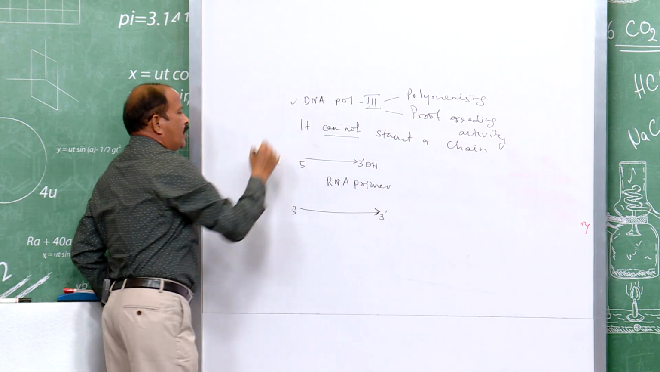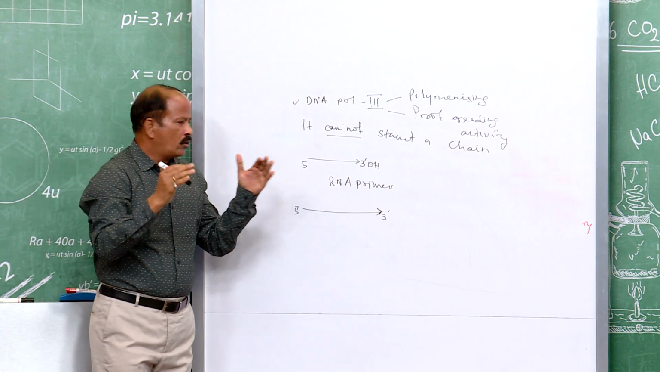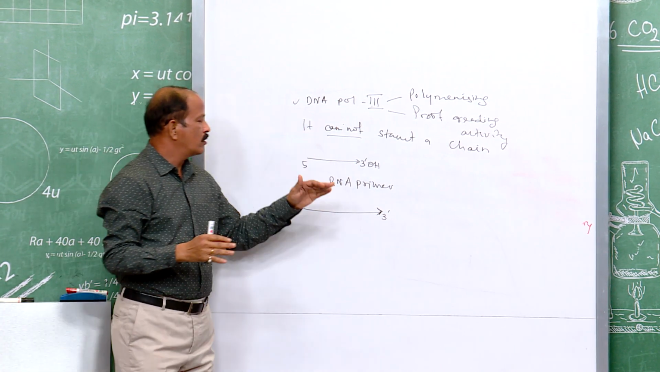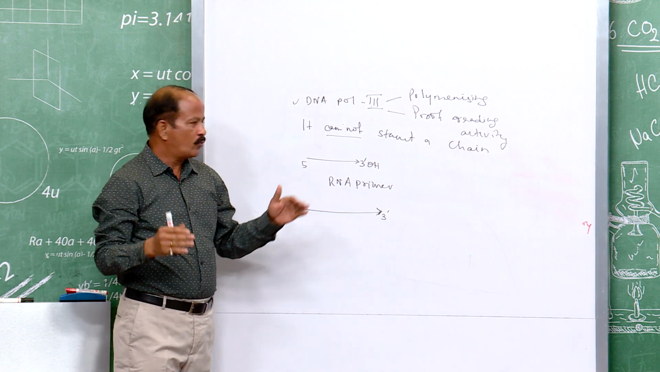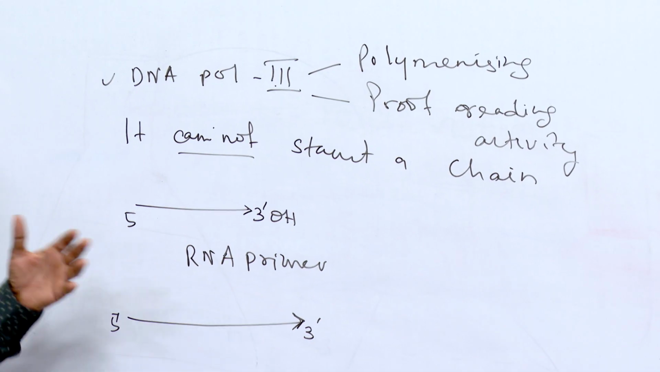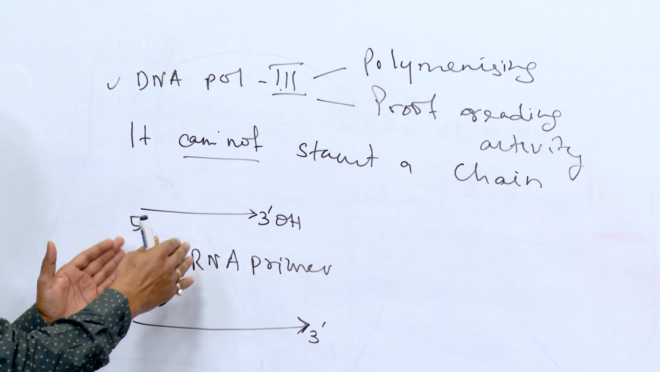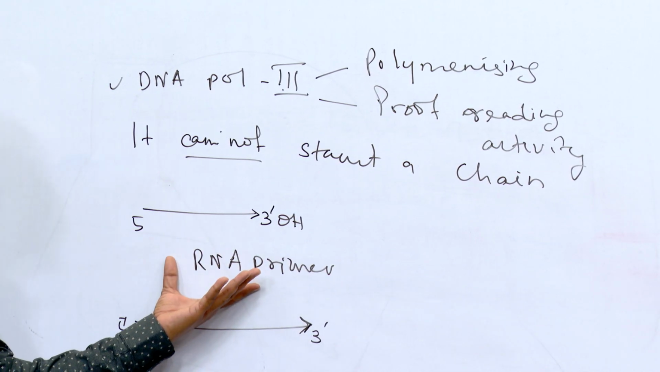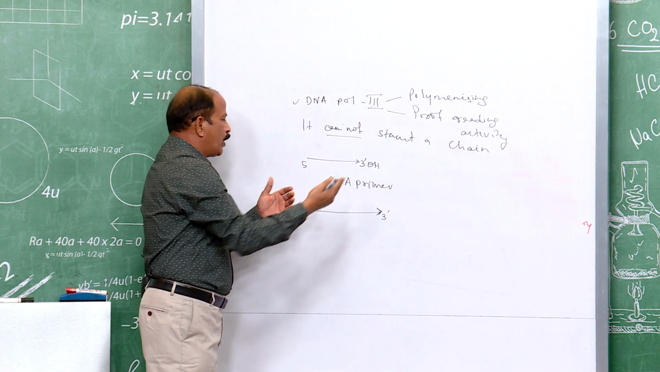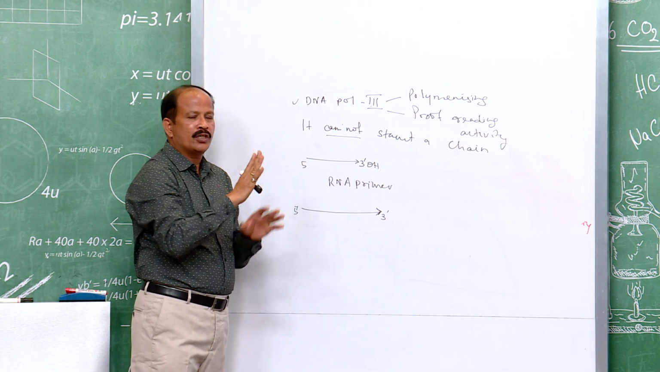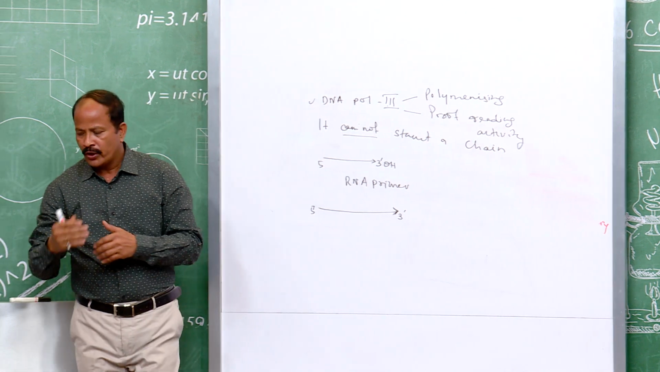So, my discussion on this is that this major polymerizing enzyme needs a primer for elongation, and that primer is provided by the RNA primer. It cannot at any cost grow in the 3' to 5' direction, it is always from 5' to 3'.